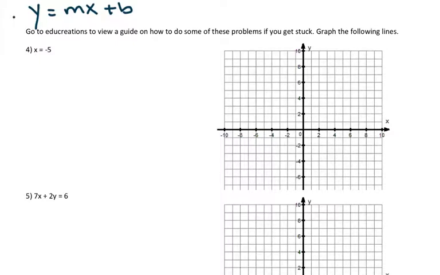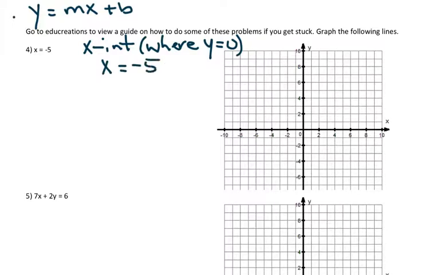That does not fit our slope-intercept form, so we cannot put it into slope-intercept form. If you think about what I taught you about finding x and y intercepts, to find the x-intercept, that's where y equals 0. There is no y here, so the x-intercept is negative 5.